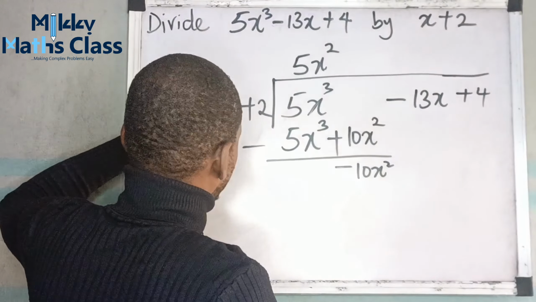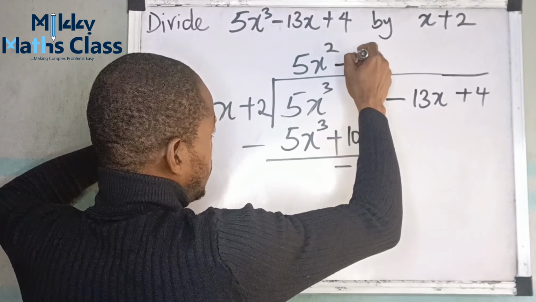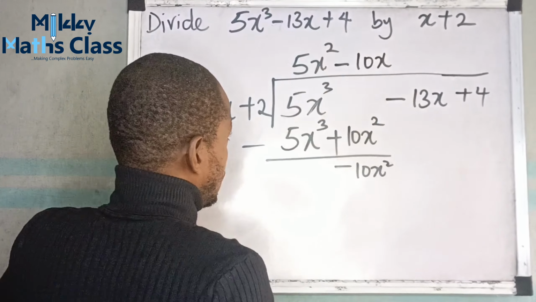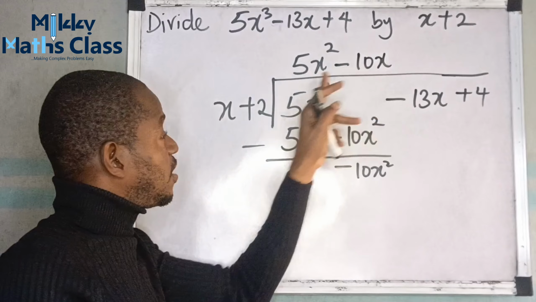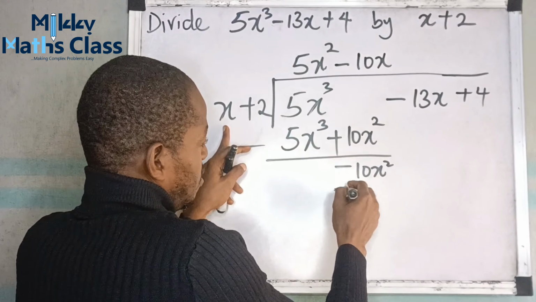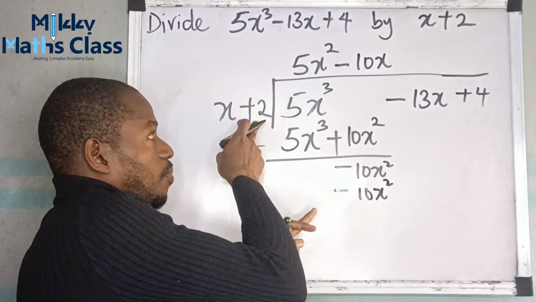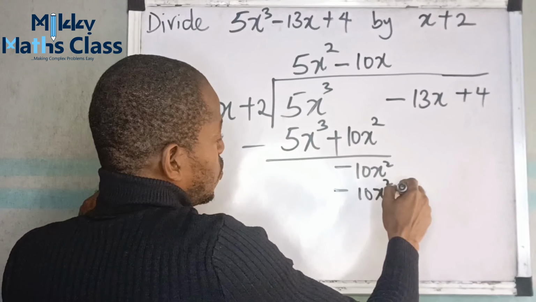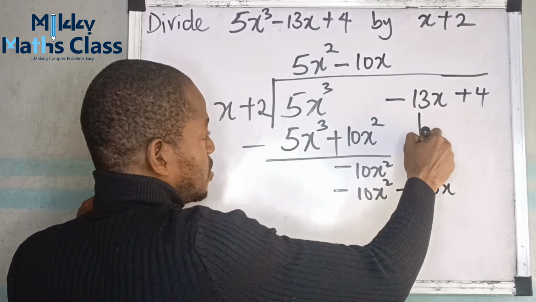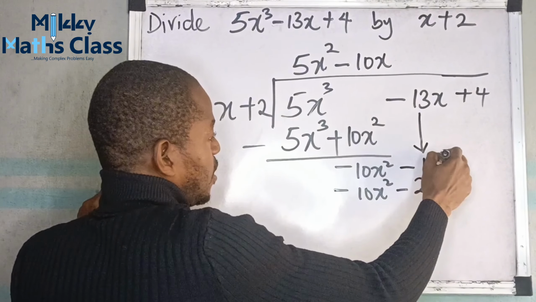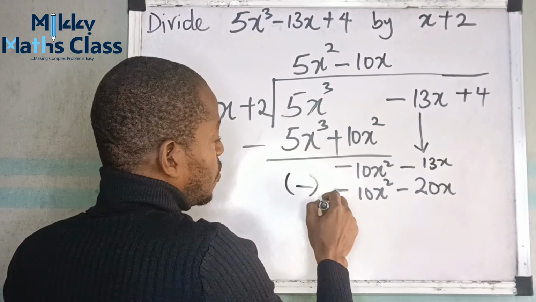Okay, so let's divide x in this. That will give us negative 10x. Now we'll multiply this negative 10x times x. We'll have negative 10x squared. Negative 10 times positive 2, that will give us negative 20x. Now we can bring down our negative 13x. From here we subtract.